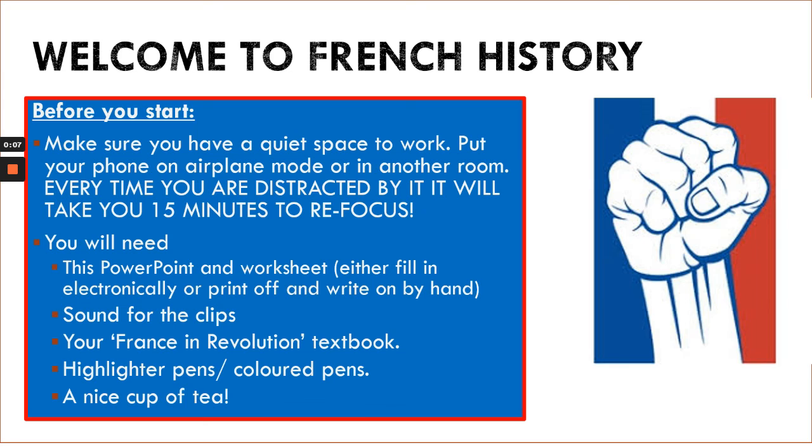So let's get started. Make sure you've got the worksheet either printed off to write on by hand or electronically. You're going to need sound for the clips. You're going to need 3 highlighter pens. You might want your French Revolution textbook. You might want a cup of tea. And I would recommend that you put your phone somewhere out of the way so it doesn't distract you from your learning.